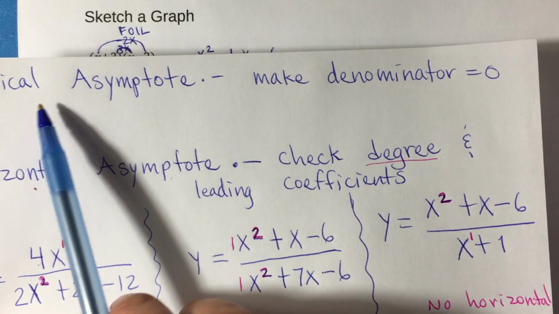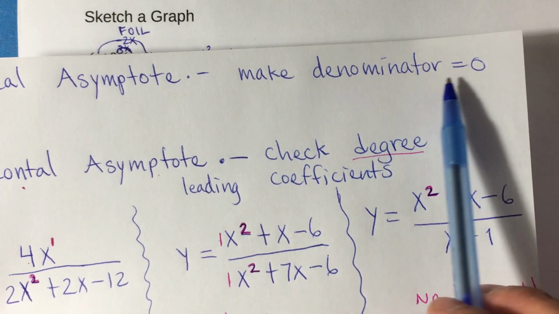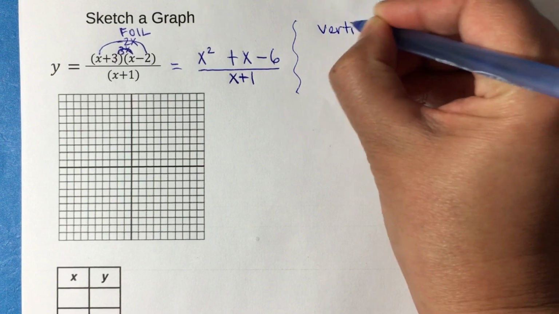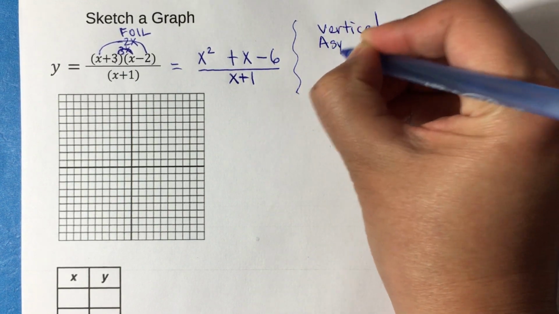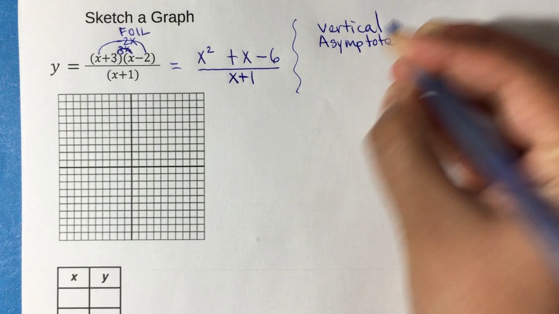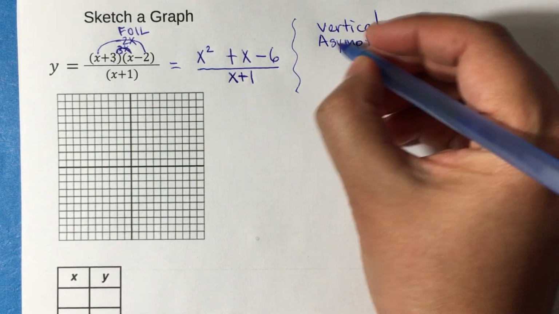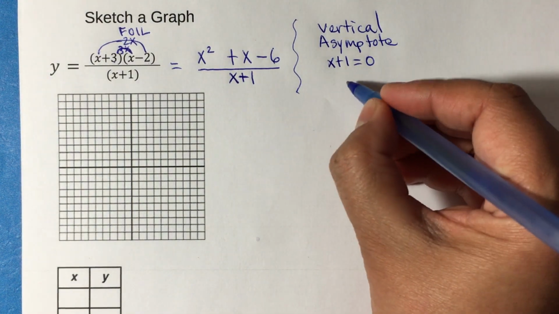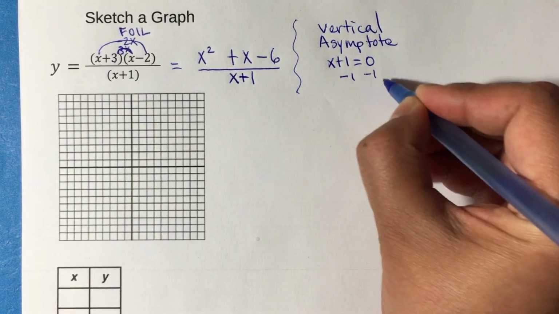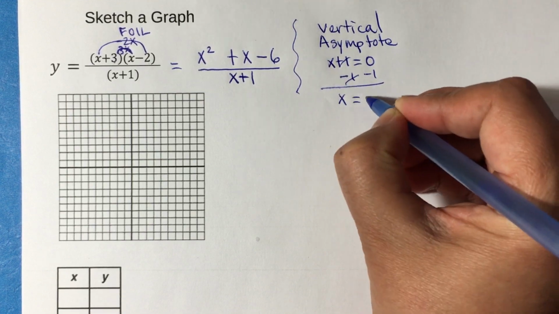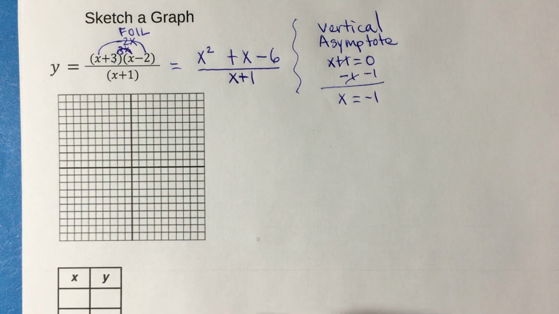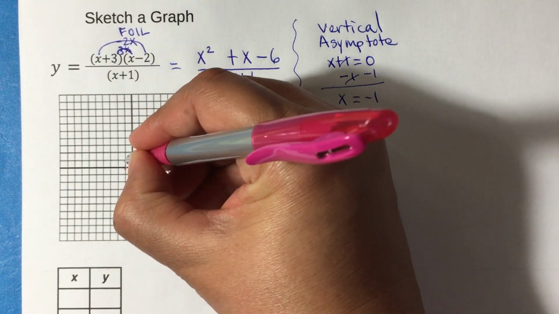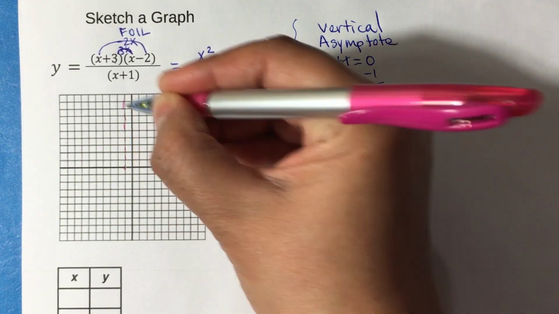So we said that for the vertical asymptote, you just make the denominator equal to 0. So to find my vertical asymptote, I'll just make x plus 1, that's the denominator, equal to 0. And I start solving. If I'm adding 1, the opposite is to subtract 1. And so x equals -1. So the vertical asymptote is -1. That's on x, -1 right there. And I just put my vertical asymptote through that.